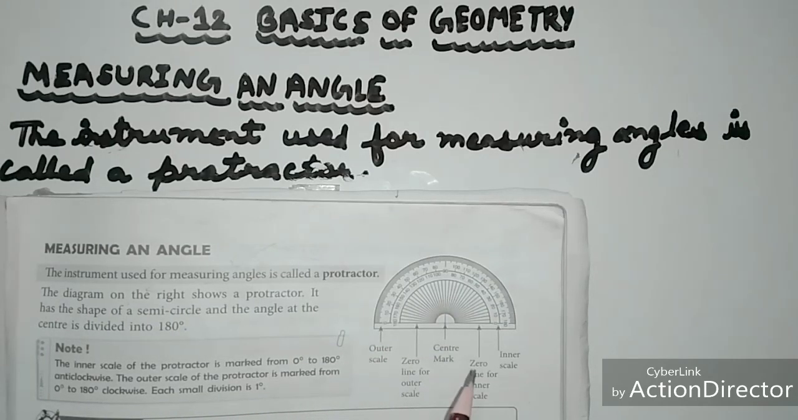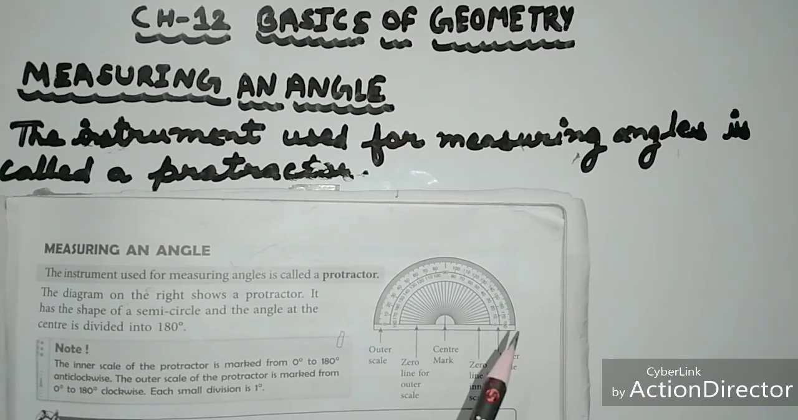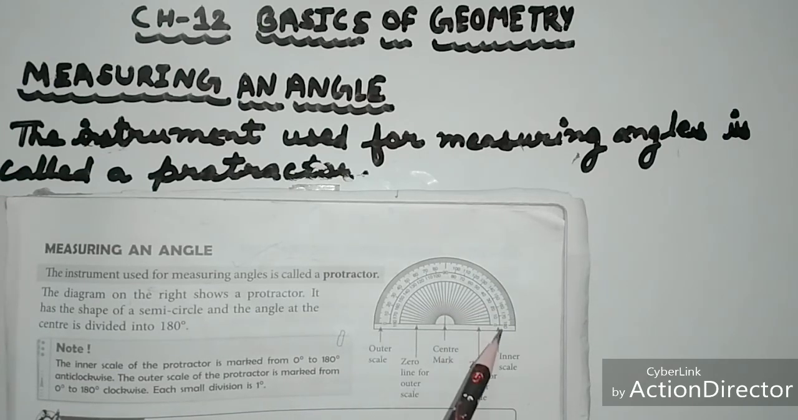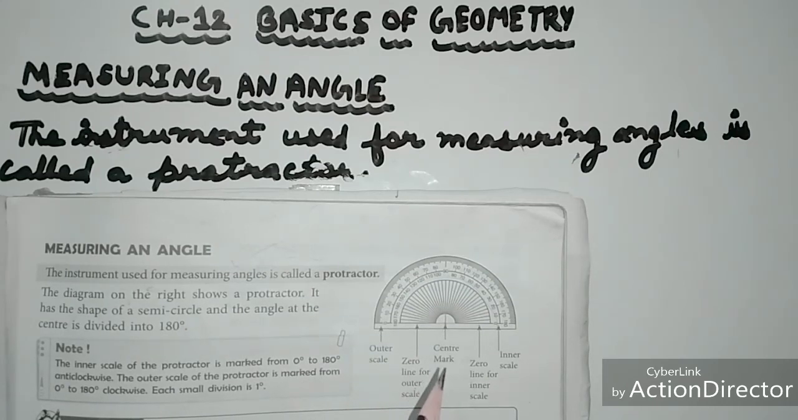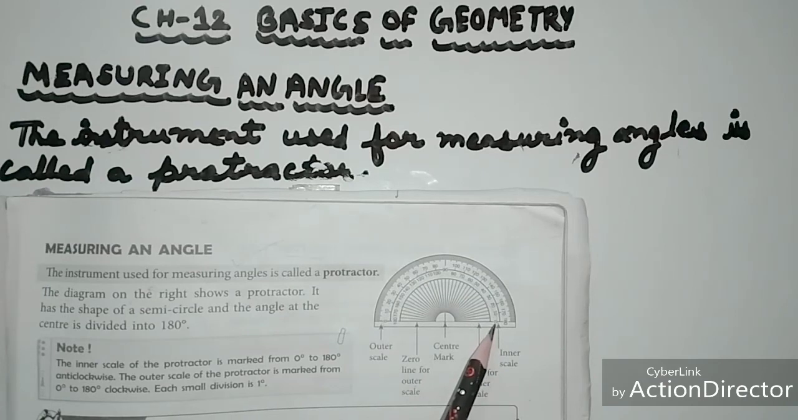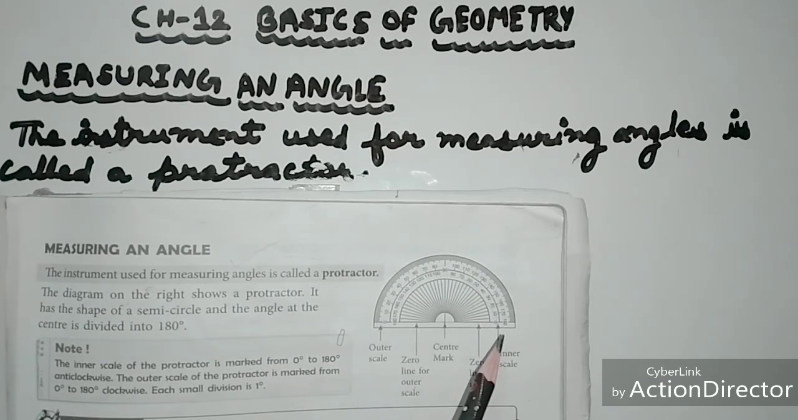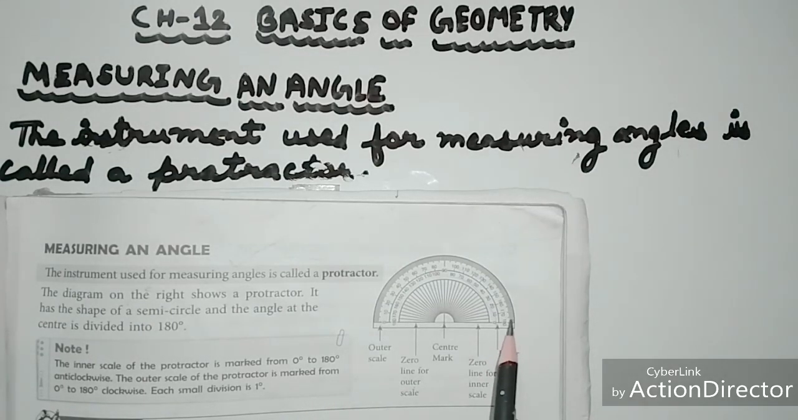The inner scale of the protractor is marked from 0 to 180 degrees anti-clockwise, from here to this side. The outer scale of the protractor is marked from 0 to 180 degrees clockwise, like from left to right. Each small division is 1 degree. So these are very small divisions, and the value of each small division is 1 degree.